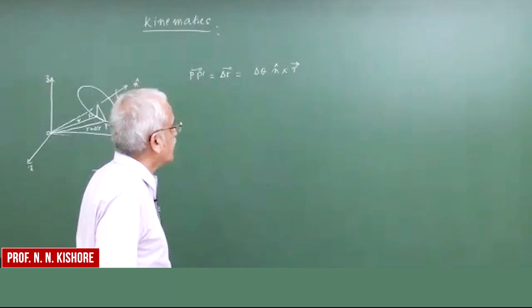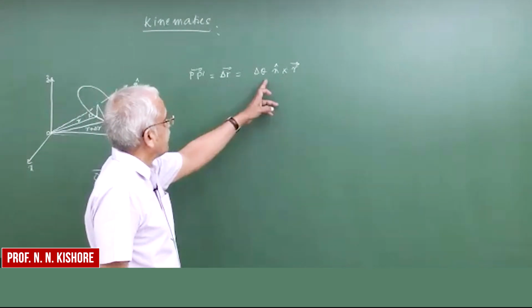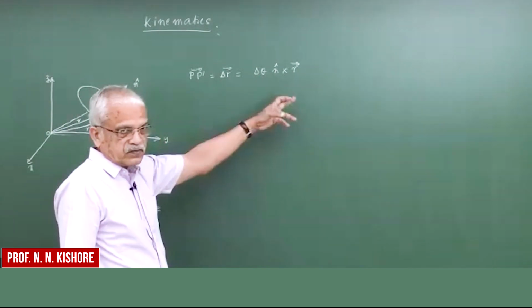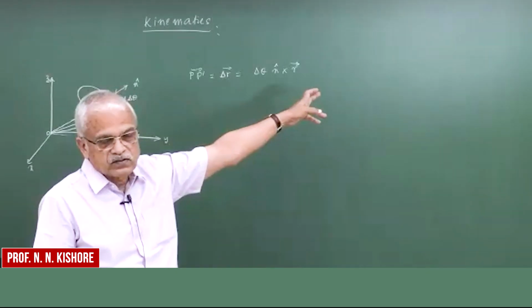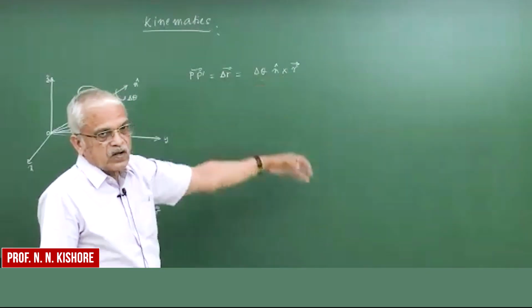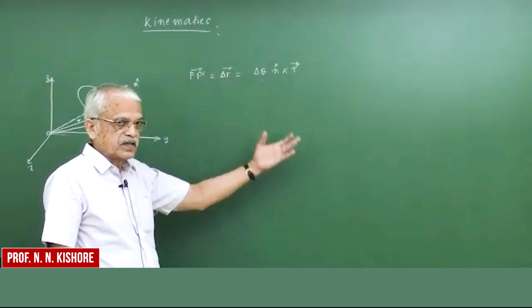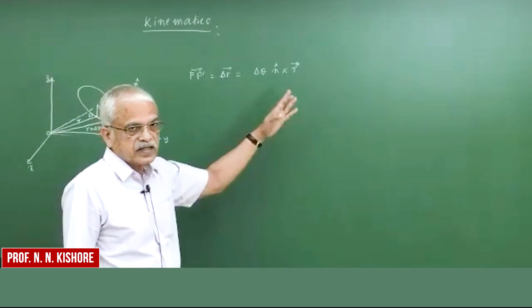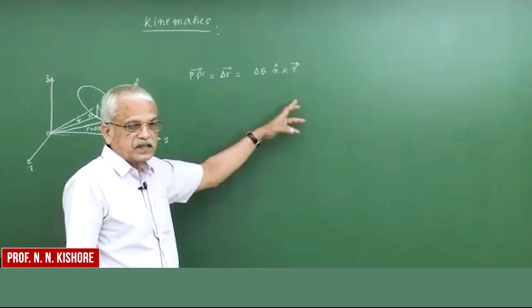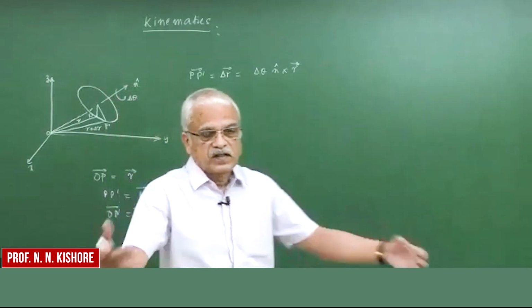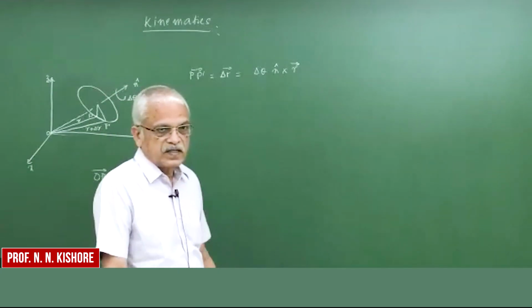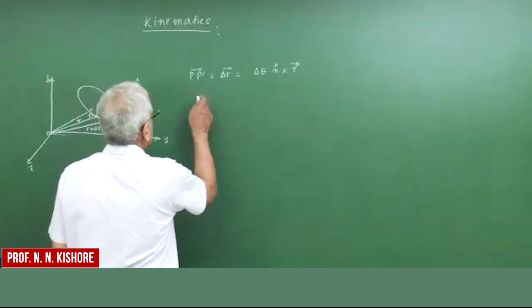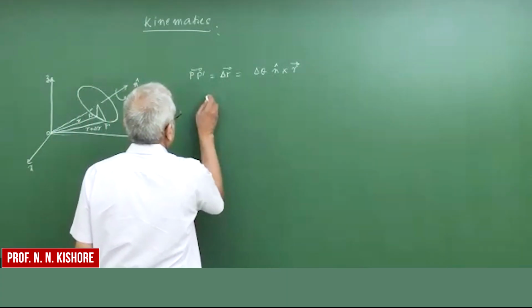This is what we have derived. If delta theta is finite, we have many sine and cosine terms, and then all those cosine terms got cancelled with 1, and the sine terms became delta theta, and finally it follows vector addition. So this is what we have done, and this is a very important one.